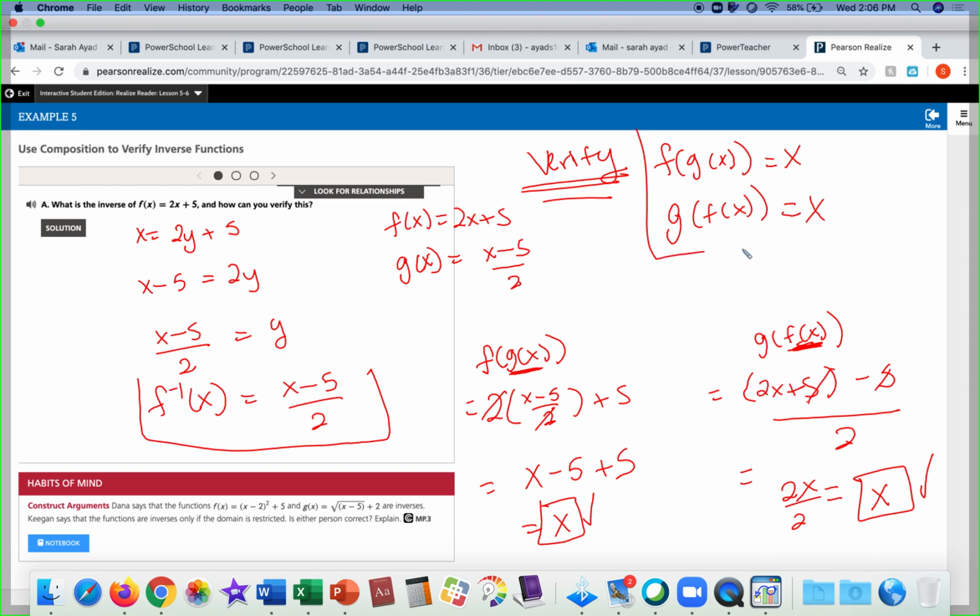Because I proved that f of g of x equals x and g of f of x also equals x, I can now verify that these two are inverse functions. Okay? So anytime it says verify that two things are inverses of one another, you are not finding the inverse. You are using compositions to prove that the inverse operations are taking place here, and you're left with x.